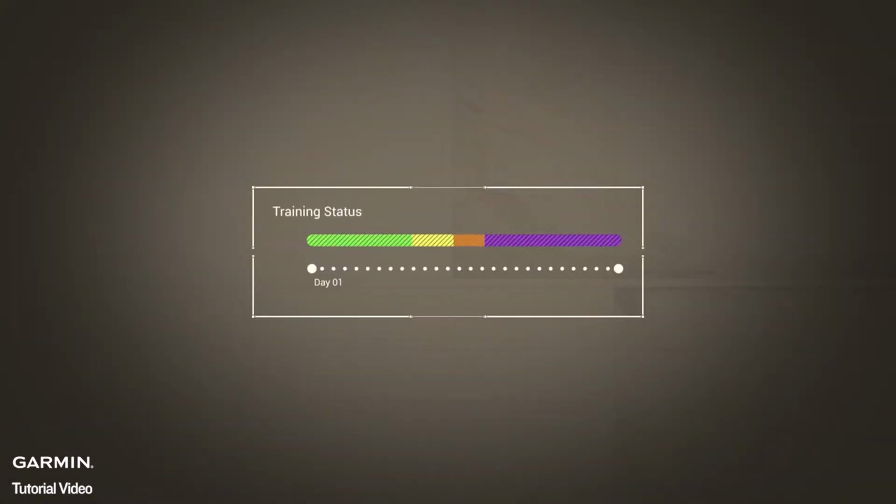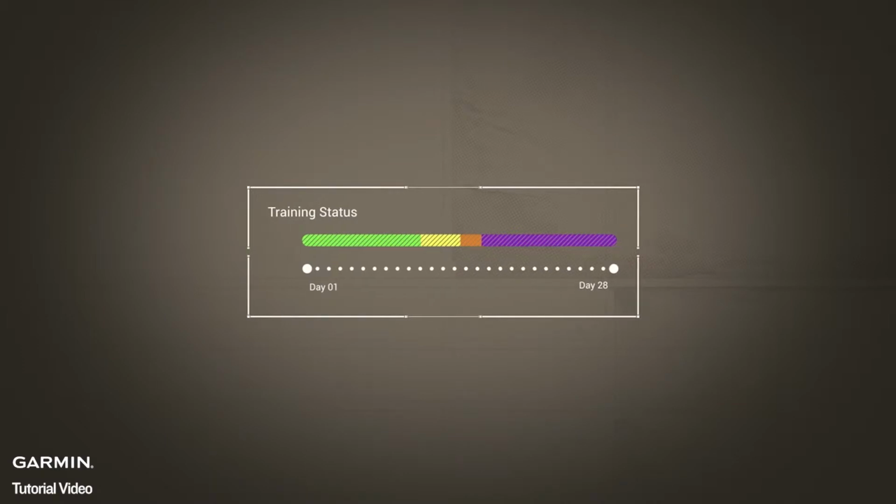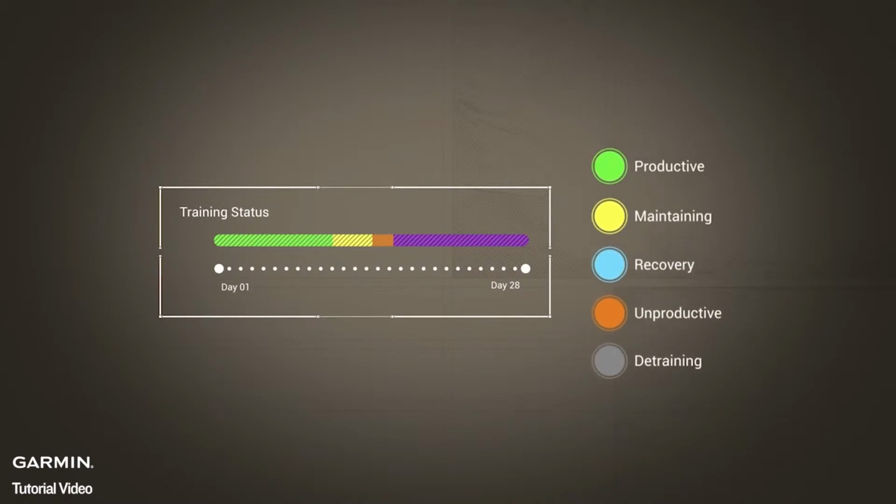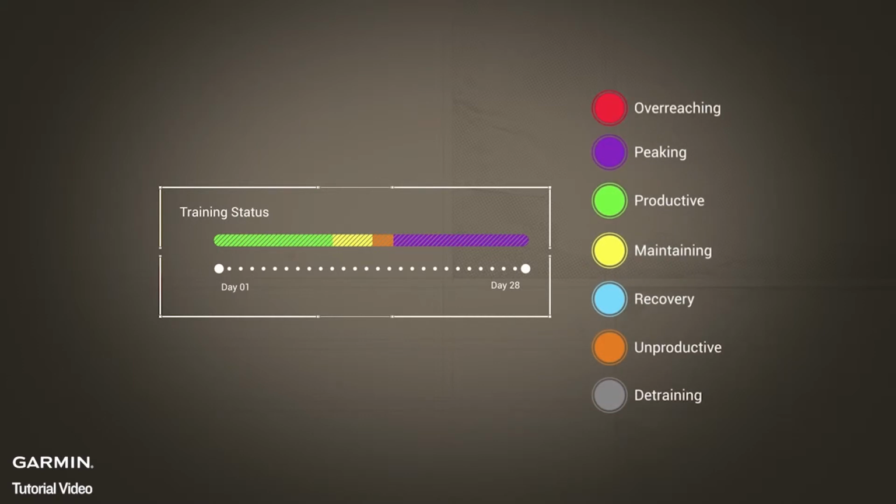There are 7 training status levels in addition to no status. These are detraining, unproductive, recovery, maintaining, productive, peaking, and overreaching.